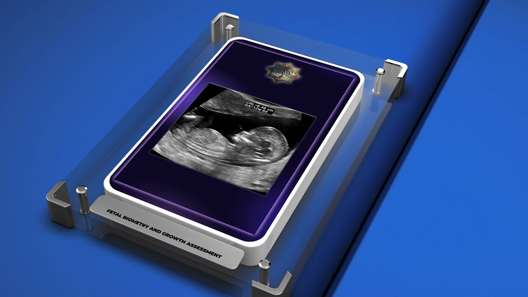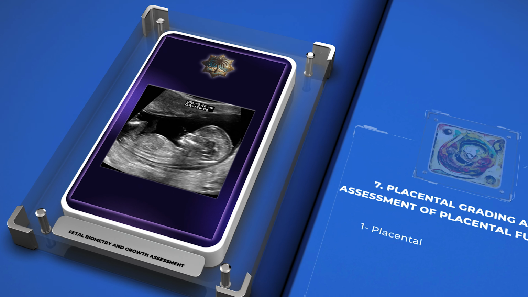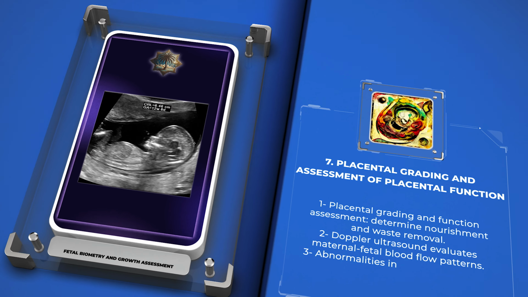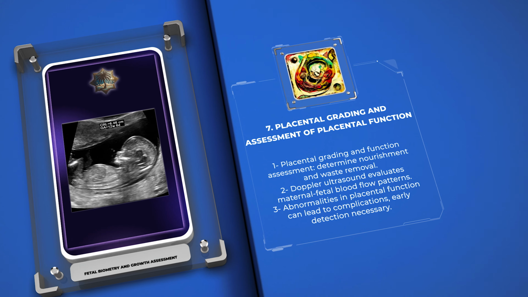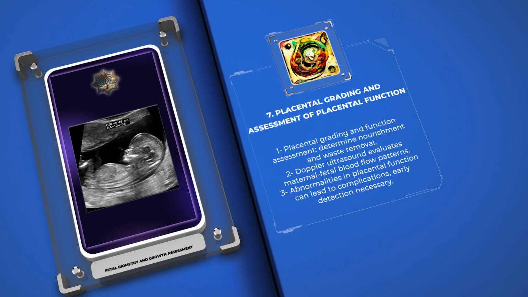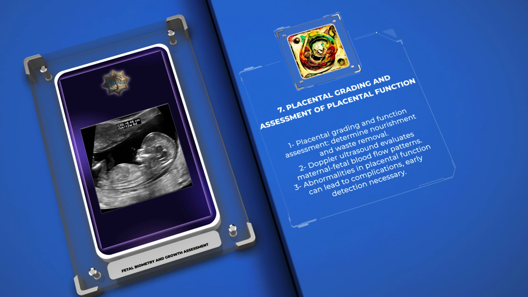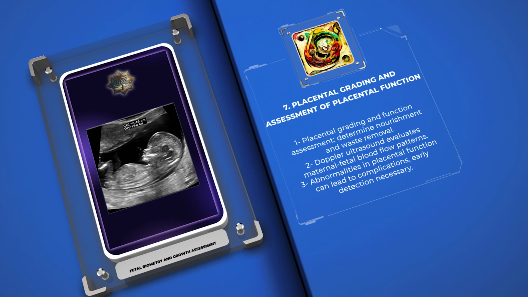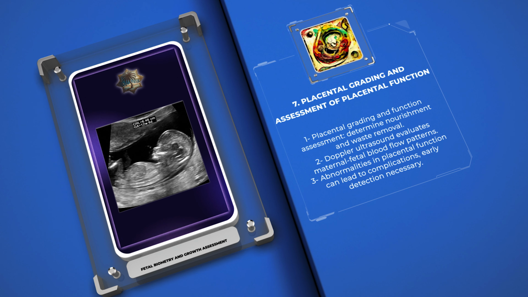Placental grading and assessment of placental function are vital aspects of obstetric ultrasound. Placental grading involves evaluating the appearance and maturity of the placenta through ultrasound imaging. It helps in determining the placenta's ability to adequately nourish the fetus and remove waste products. Assessment of placental function also includes Doppler ultrasound evaluation of the maternal fetal blood flow patterns. Abnormalities in placental function can lead to complications such as fetal growth restriction, preeclampsia, and placental insufficiency, making early detection crucial for appropriate management.